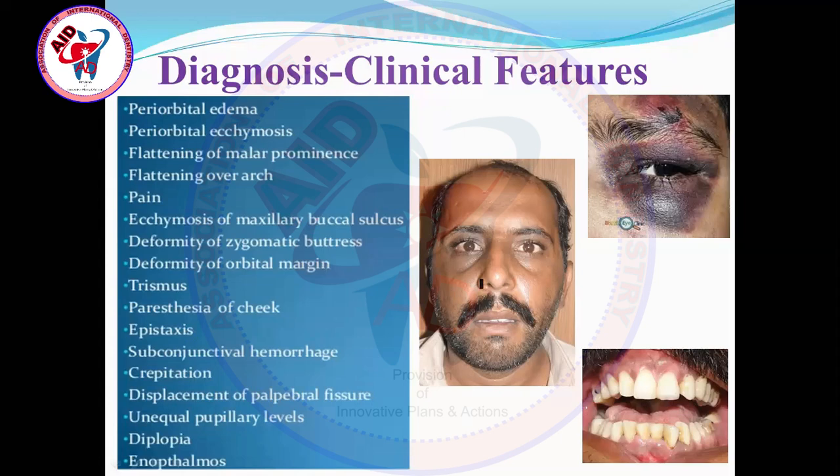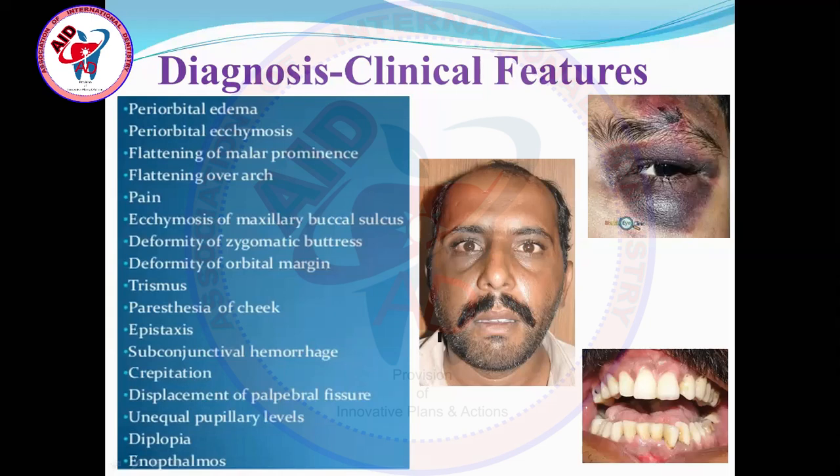Epistaxis, we have discussed, is unilateral in case of unilateral zygomatic bone fracture, and bilateral in case of bilateral zygomatic bone fracture, in case of Le Fort 1 fracture, in case of Le Fort 2 fracture. Subconjunctival hemorrhage, we have discussed, is unilateral or bilateral depending upon the type of fracture. It can occur in case of zygomatic bone fracture, zygomaticomaxillary complex fracture, Le Fort 2 fracture, Le Fort 3 fracture, orbital floor fracture, orbital roof fracture, and medial wall of orbit fracture.